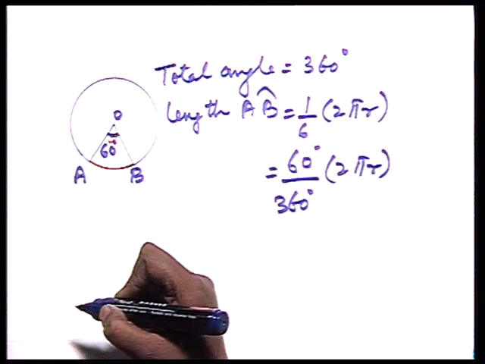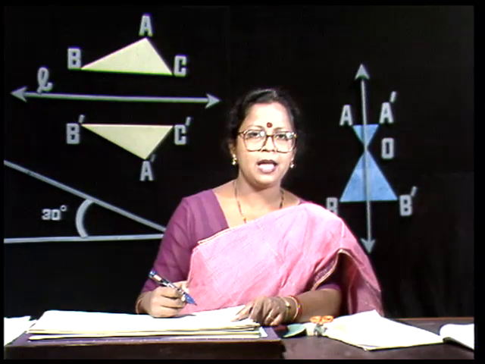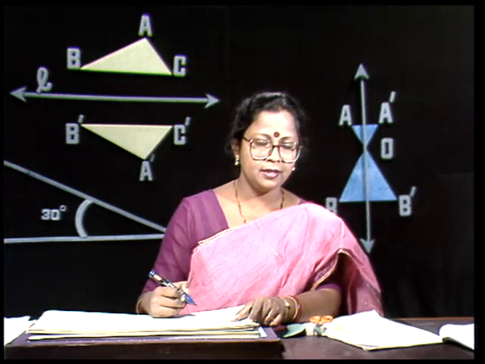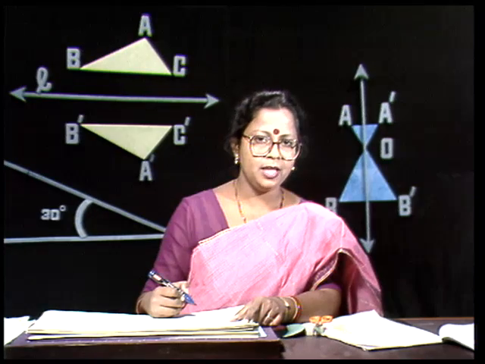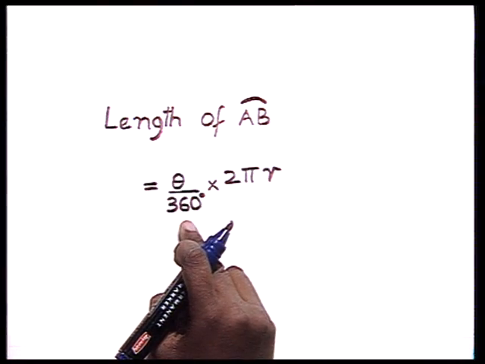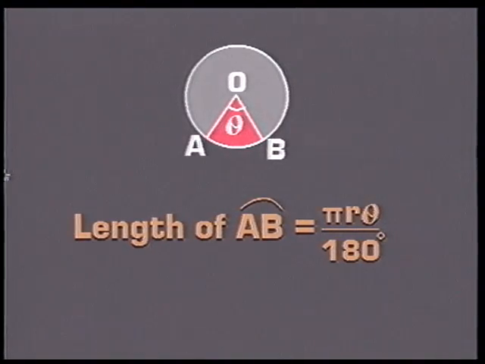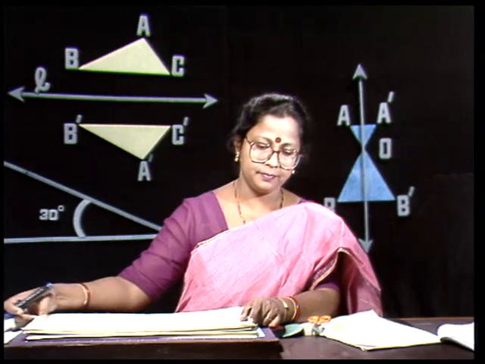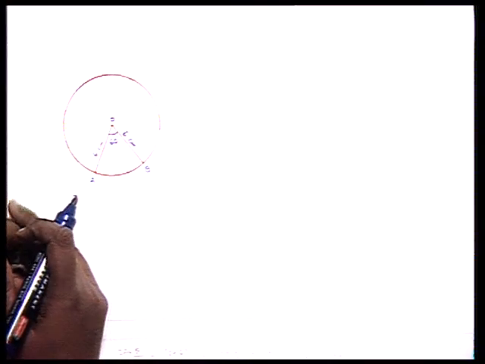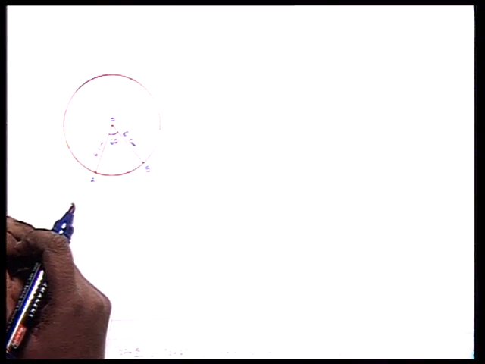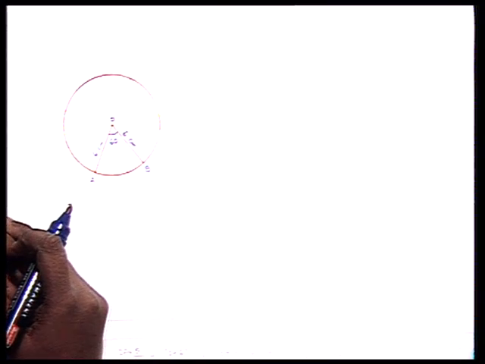In general, if an arc is subtending an angle of theta at the center of a circle, then its length will be equal to 2 pi r into theta upon 360 degree. Let us see how we can use this result in solving this problem. The problem is, find the perimeter of the sector of a circle of radius 6 centimeter making an angle of 60 degree at the center.